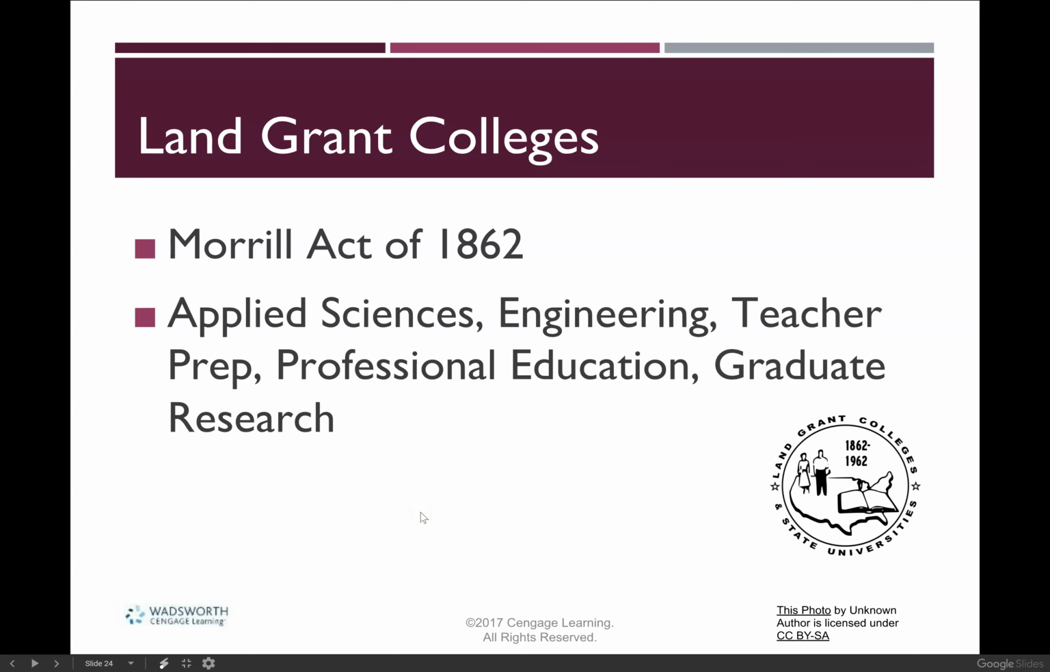So land-grant colleges came about. This was in 1862, where they saw the need for applications. It's great that we're teaching people how to be teachers, but we also need to teach people careers and skills and trades. So land-grant colleges came about, and colleges and universities developed. This helped applied sciences come about, engineering, specific teacher prep schools, and then graduate research, so people could start researching new technologies.